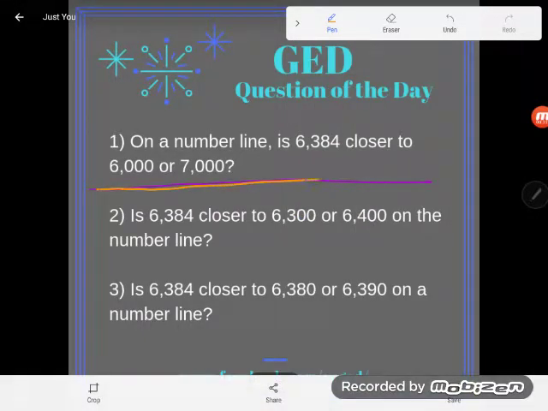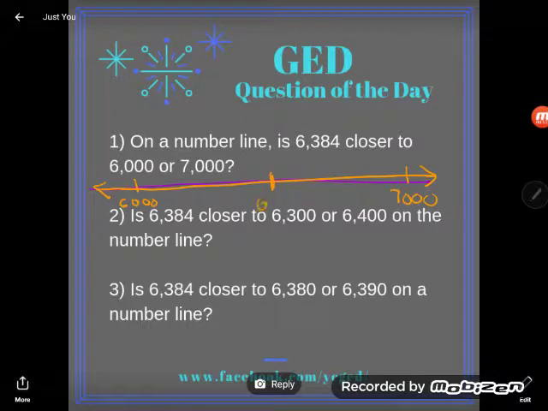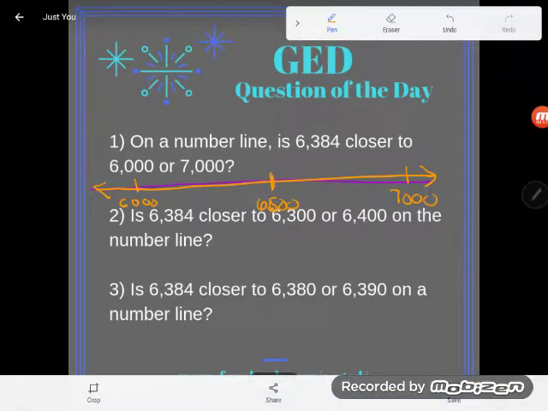Okay, again, we'll imagine a number line here, and we will look at the portion of the number line between 6,000 and 7,000. So when you think about how a number line works, think about the halfway point between 6,000 and 7,000. Halfway through our digit system is the number 5. So the halfway point is going to be right when we get to 6,500.